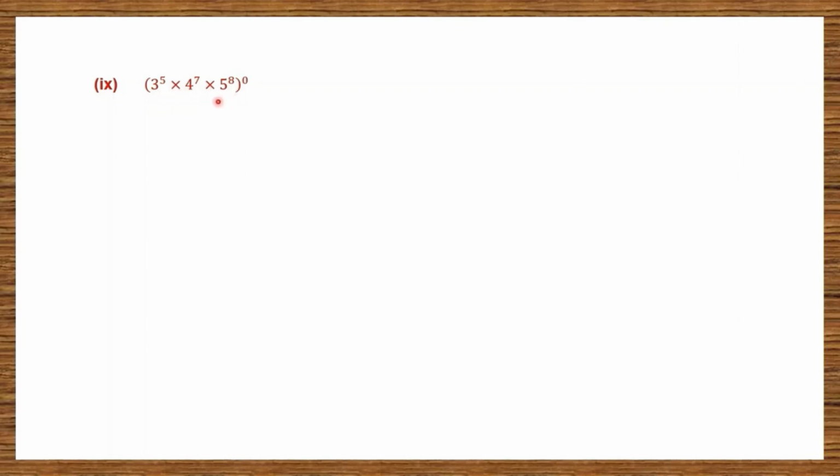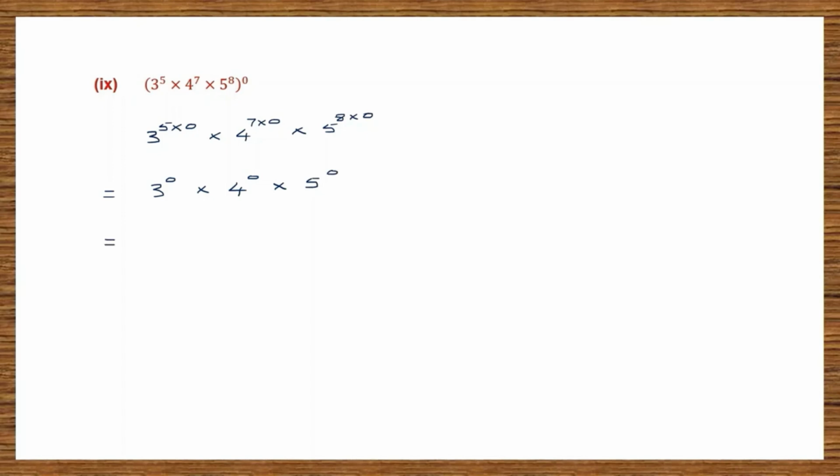And here already all these numbers are raised to a power and that is raised to another power. That means each one we have to multiply the power with 0. So we are starting with 3 raised to the power of 5 into 0, that's the first one, into 4 raised to the power of 7 into 0, into 5 raised to the power of 8 into 0. Now let's work this out. 3 raised to the power of 5 into 0 is 0, 4 raised to the power of 7 into 0 is 0, 5 raised to the power of 8 into 0 is 0.